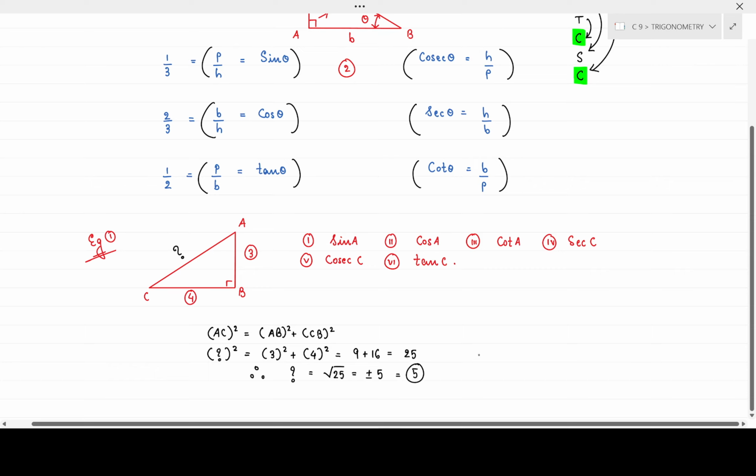Why, sir? Because we are dealing with a dimension value. Dimension cannot be negative. The length of a side cannot be negative. So we will not consider minus 5. We will consider only positive 5. So the value of the question mark here is equal to positive 5. Now we can go through these values. As you can see, the first required value is sin A. Here, the angle they're talking about is A, so we will mark here this line.